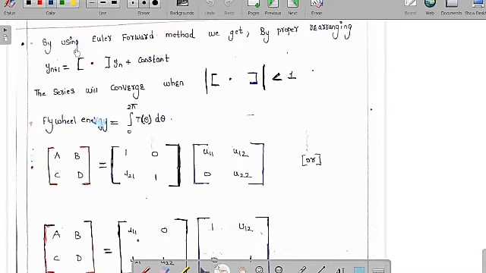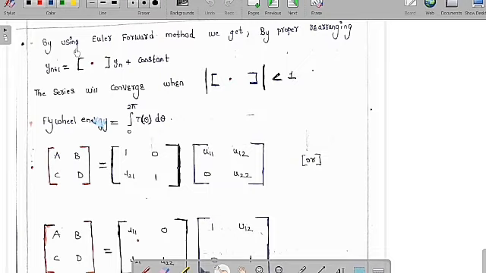By using the Euler forward method, we get a proper rearrangement. Suppose for a differential equation dy by dx is equal to f of x comma y, if you know the value of x n and the value of y n, then what is the value of y of n plus 1 at x of n plus 1? It's very simple: y of n plus 1 is equal to y n plus h into f of x n comma y n.